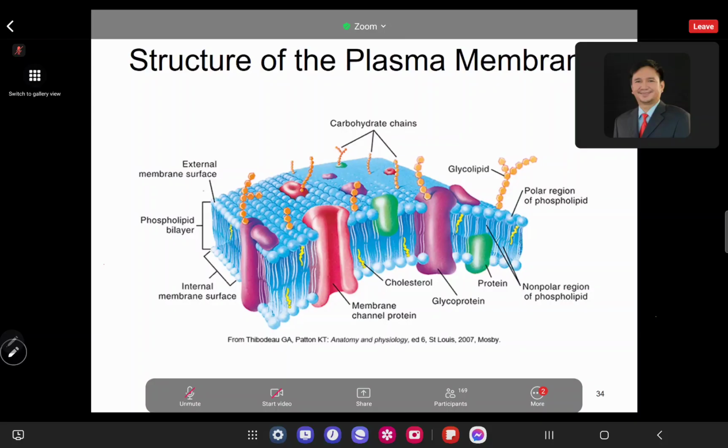We have also your carbohydrate chains found on the external membrane surface. They are often attached to glycoproteins or glycolipids. They play roles in cell signaling and adhesion. Then we have your cholesterol, the yellow ones. They're present to stabilize the membrane's fluidity and maintain integrity.